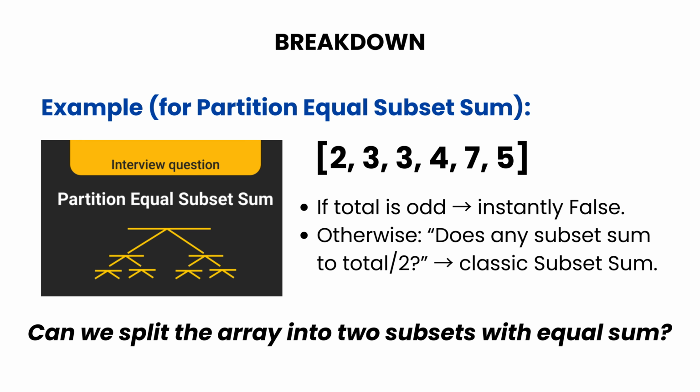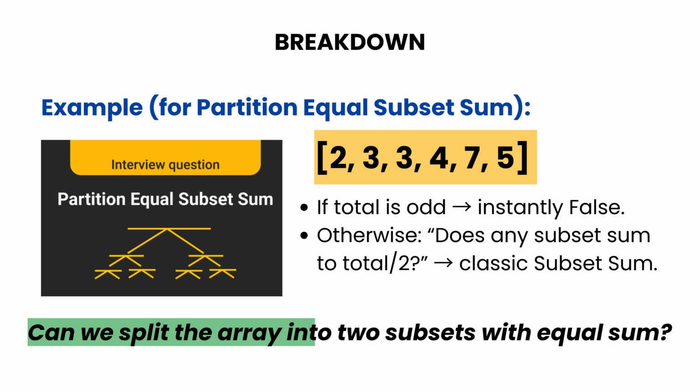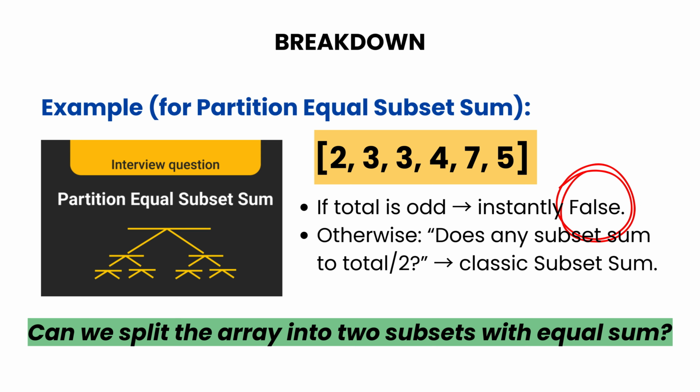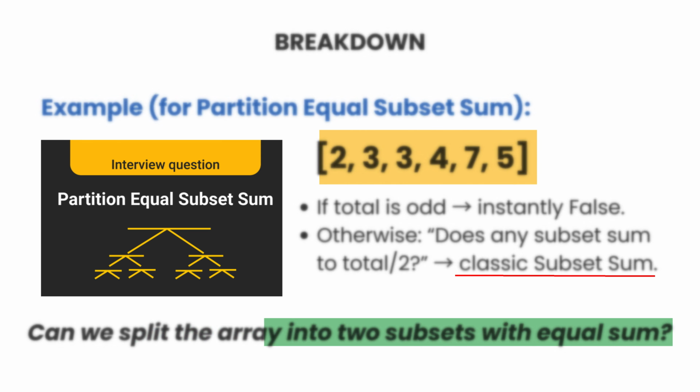backtracking meltdown. Breakdown. We get an array of positive integers called nums. Can we split it into two subsets with equal total? If the total sum is odd, the answer is immediately false. Otherwise, we just need to know whether some subset sums to total divided by 2, classic subset sum.